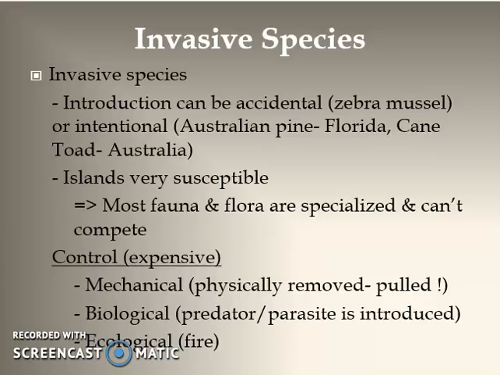Most invasive species have been accidentally introduced. Things like zebra mussels in the Great Lakes, the Australian pine here in Florida, cane toad in Australia, and we have the cane toad down south, and actually it's working its way up here, which is going to be of concern because they're highly poisonous and they'll kill your dog.